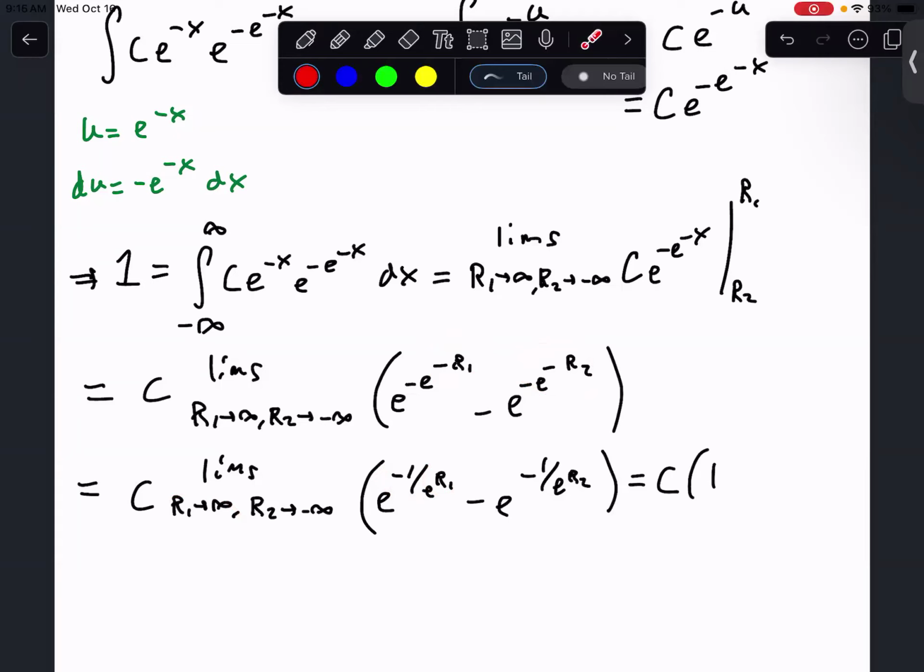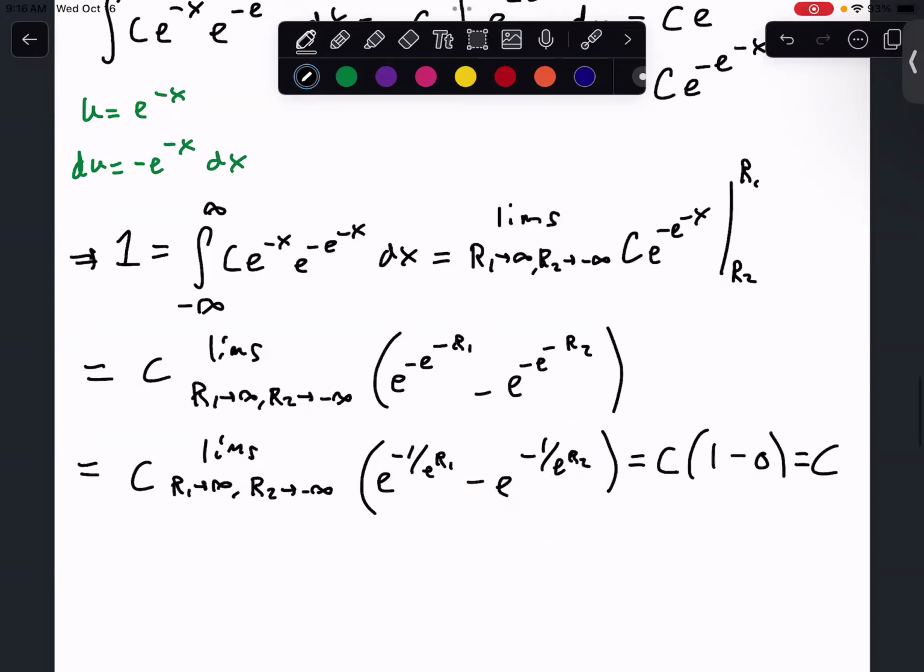And as this goes to minus infinity, we really just have e to the minus x. So this is going to end up going to 0. So this is going to be minus 0, which ends up being c. And so what we end up finding is that 1 ends up just being equal to c. So this implies that c has to be equal to 1.